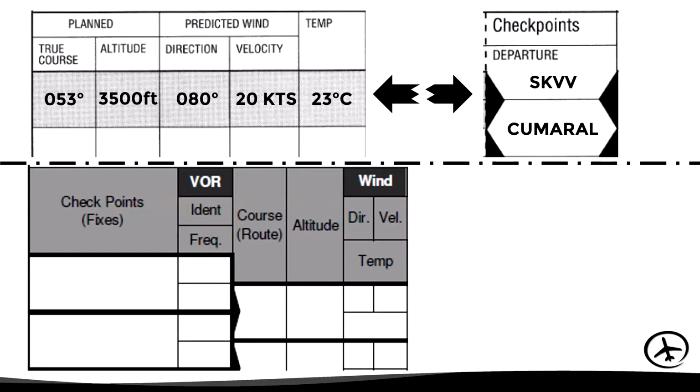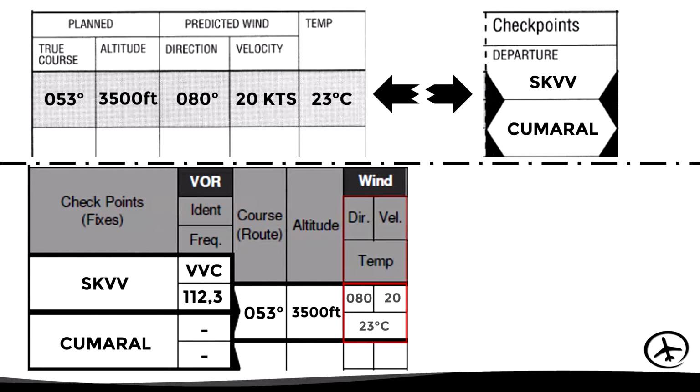In the same way, let's use this information to fill out the Jeppesen template. Here, from left to right we include the checkpoints, and in this case, the departure airport has a VOR associated to it, so then we include the identifier and its corresponding frequency. Then, we include the true course of 053, the altitude of 3,500 feet, and the wind direction, speed, and temperature is included according to the format shown above.